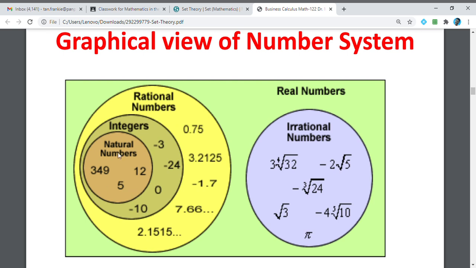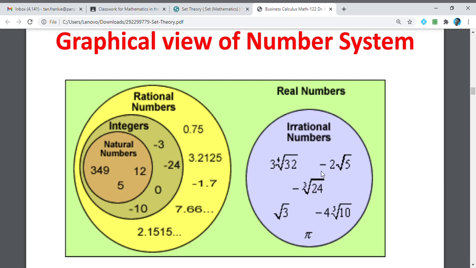So if we are going to combine this, then we will have now this bigger set of numbers known as rational numbers. Okay? Then we also have here your set of irrational numbers. For example, we have 3 times the fourth root of 32. We have negative 2 square root of 5. Then the negative cube root of 24. We also have pi. These are all examples of irrational numbers. Okay?